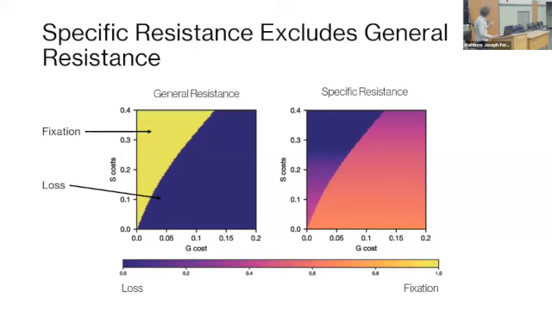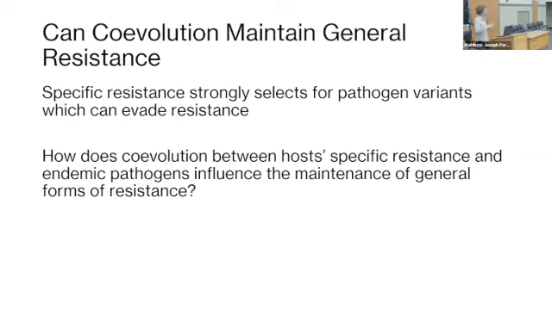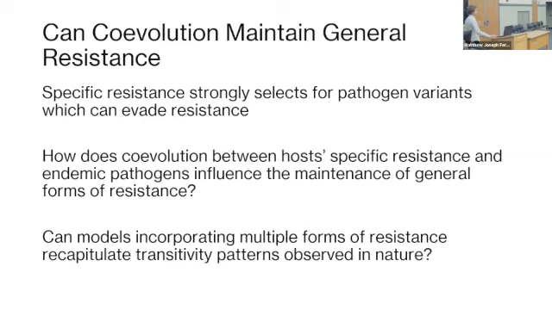But another thing we know about specific resistance is that it can impose strong selection on pathogens to evolve some form of evasion for specific resistance. And this has been formalized with the gene for gene model and has been shown in many empirical systems. So we're wondering, what if we bring in a second genotype of the endemic pathogen into our model? Will this allow us to retain a greater frequency of general resistance across a broader range of parameters? And finally, will this allow us to recreate some of the data that I showed earlier?